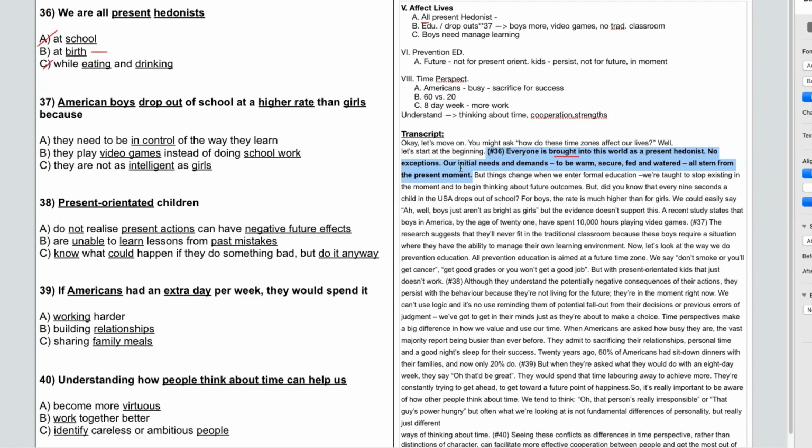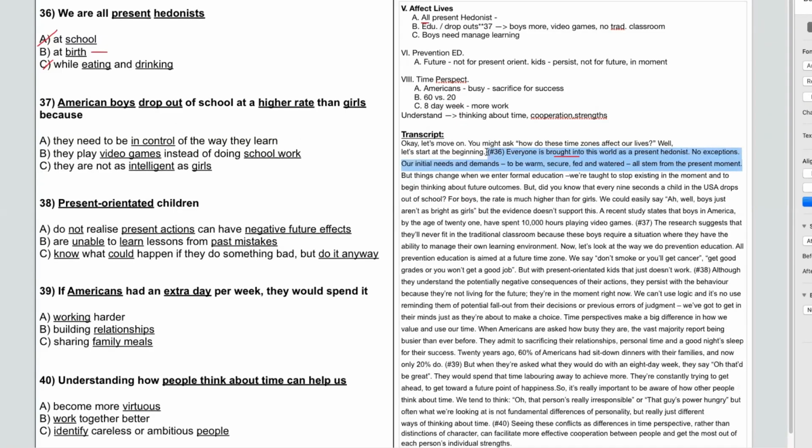And also if we keep listening on, it says our initial needs and demands, warm, secure, fed, and watered. These are all things that have to do with being born, being a baby, and so B would be the correct answer here. All right, let's move on to number 37.